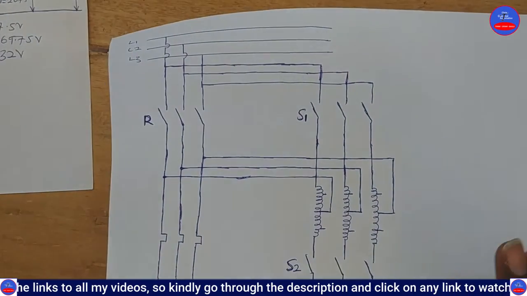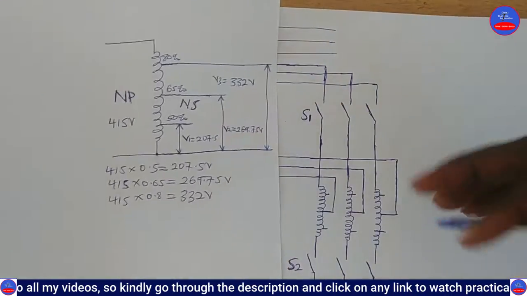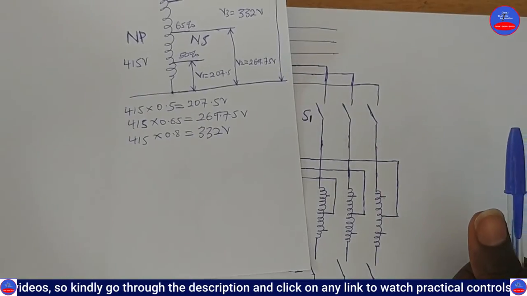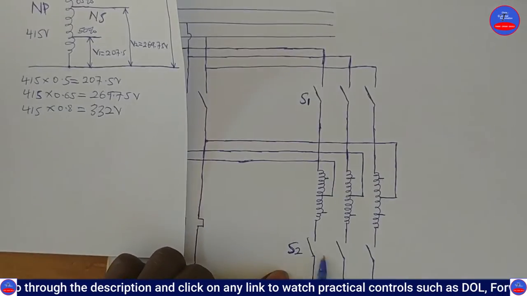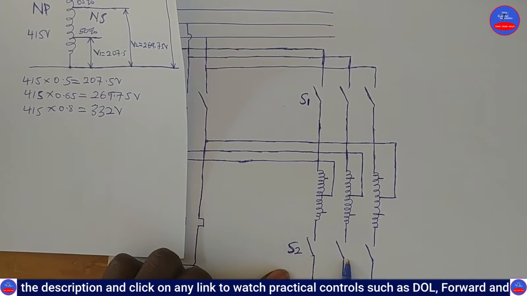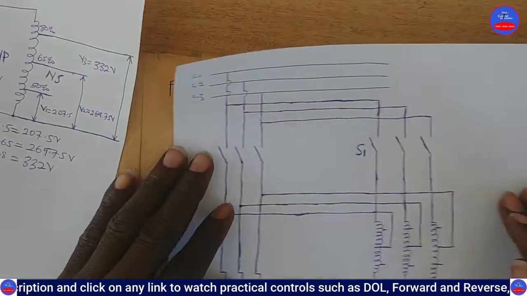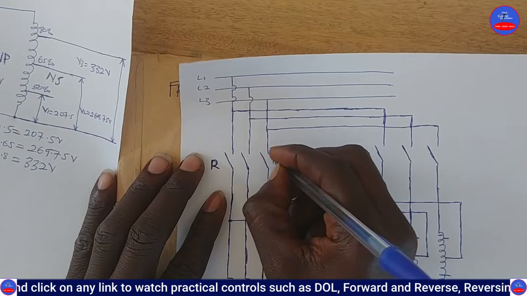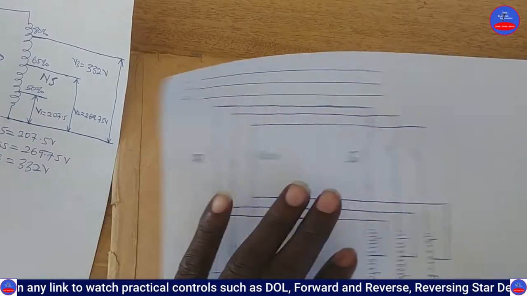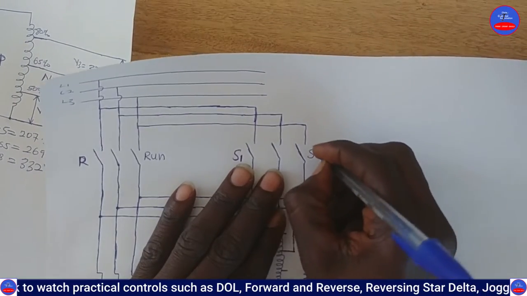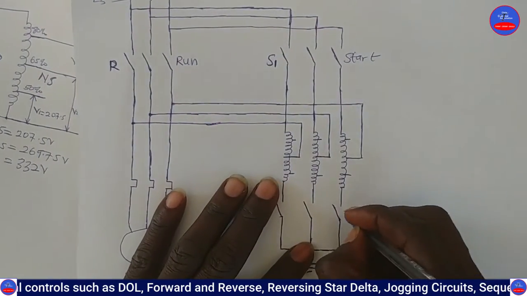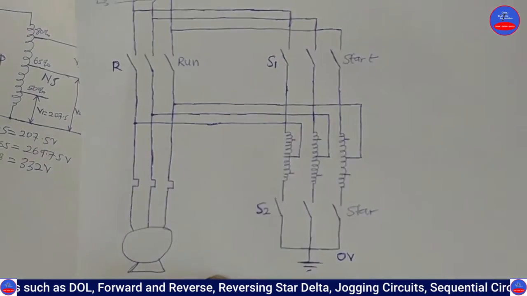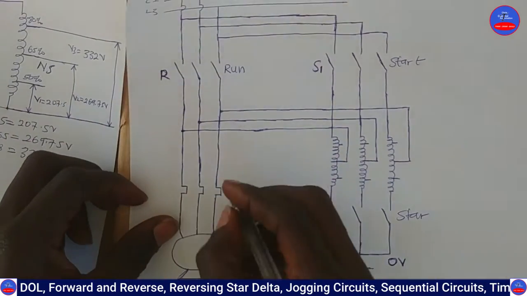Let me come back. So when you start, when you press on the start push button, this star contactor, star, all right, let me write it here. So run, start, and then star. Okay, these are overload.